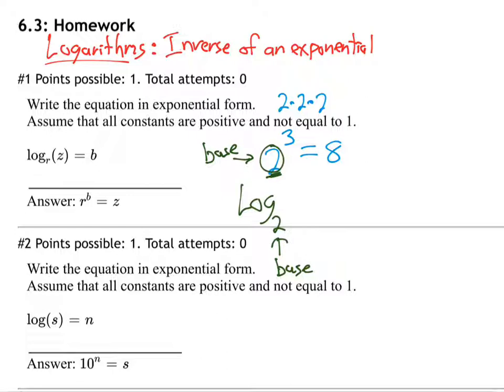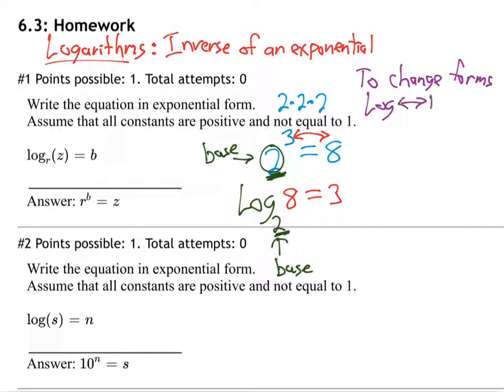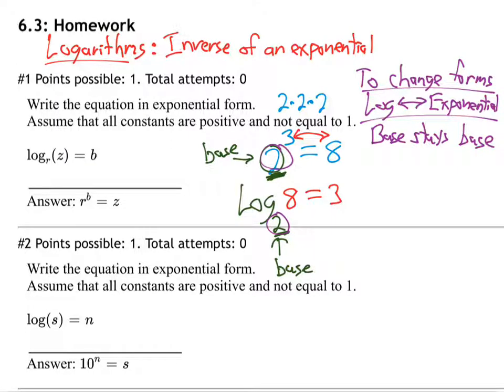The main point I'm making is the base of the exponential is the same thing as the base of the logarithm. And then these other two switch positions. The 8 goes here and the 3 goes there. So there's the rule. Let me write out that rule. Here's the rule. To change forms between log and exponential, what you do is the base stays the base. Did you notice the base didn't change? 2, 2. And base just means the bottom part, the low down part. The base stays the base.